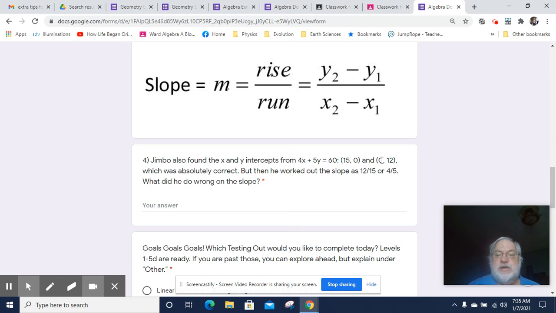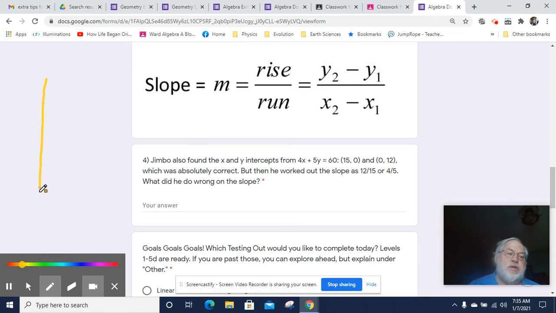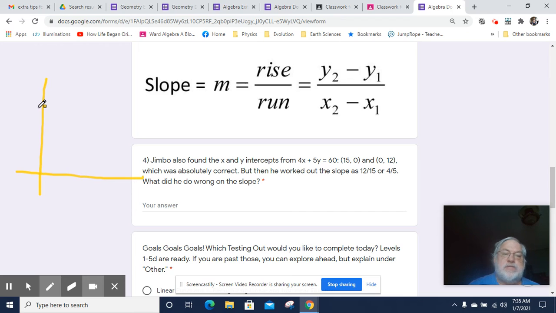We have 15, 0 and 0, 12. I'm going to draw that on a graph because I think it is really useful to see it. So right there is going to be 0, 12. There's that point. Over here is going to be 15, 0, a little bit further out. So that really is a 15. It's not some language other than English. So here we go. We've got these 2 points.